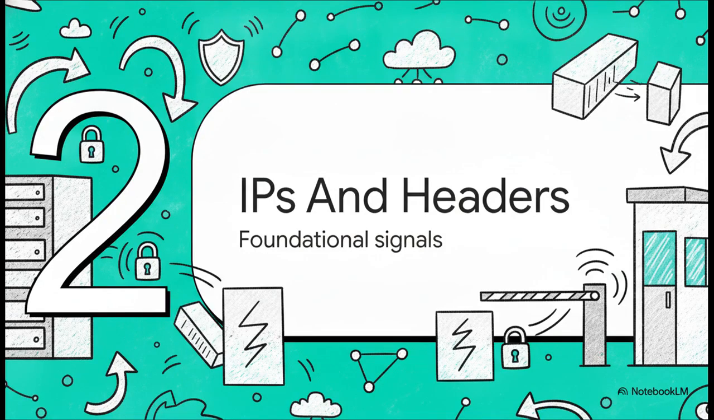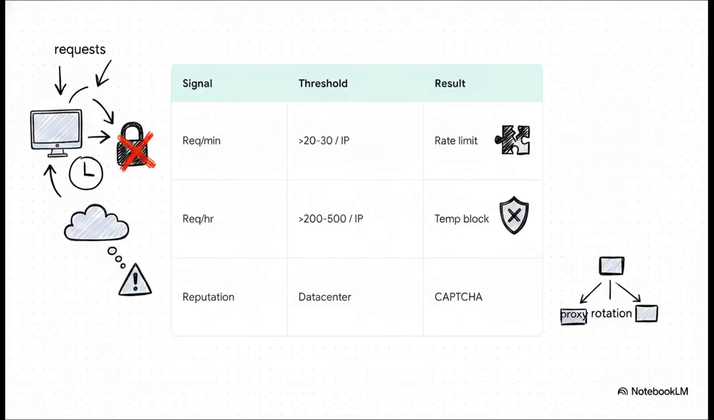Section 2. Basic layers, IPs and headers. Inspecting the foundational signals. Let's look at layer 1, the absolute low-hanging fruit: IP-based detection. This is the simplest trigger. If you're blasting more than 20 to 30 requests a minute from a single IP, you're going to hit a rate limit or a CAPTCHA. Push over a few hundred an hour? That's a temporary block for sure. And obviously, if your IP reputation screams data center instead of a normal residential network, you get an immediate challenge. You absolutely have to pace your requests and rotate those proxies to survive this layer.